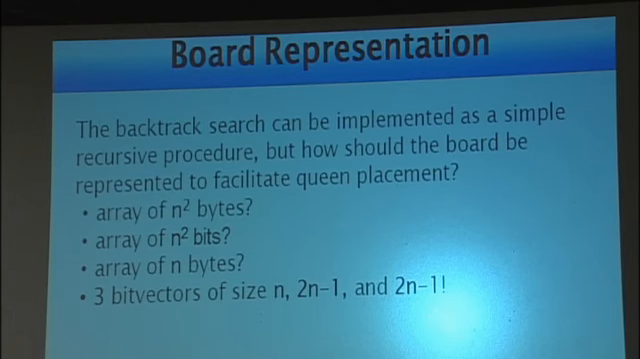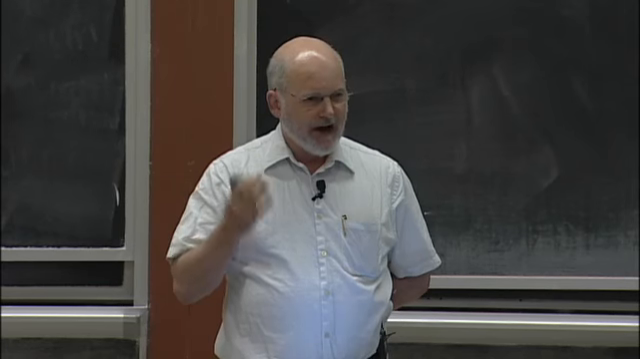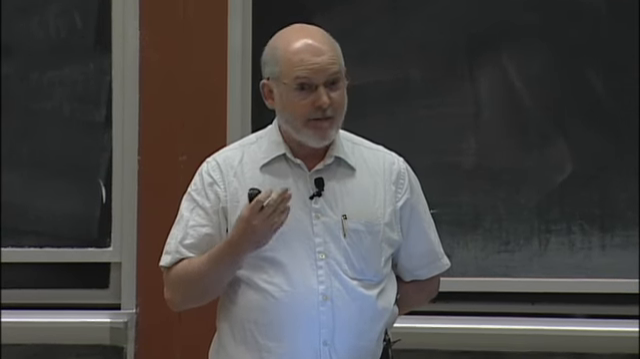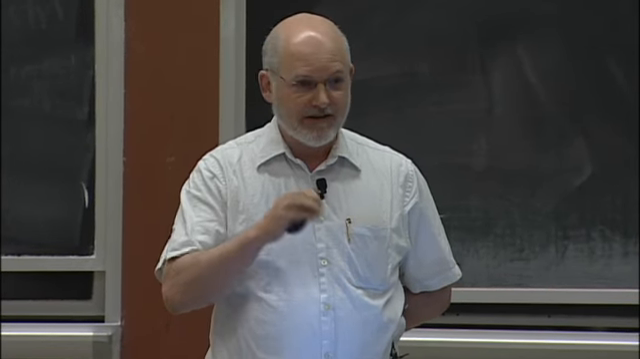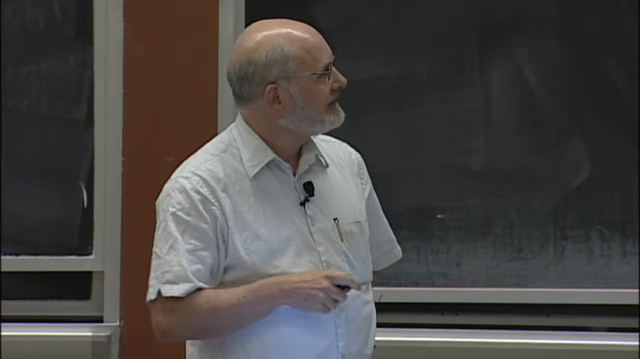So here's some ideas. The first idea you might come up with is to use an array of n squared bytes, where you put a value in the byte if there's a queen there. At this point, you should figure out that all I have to know is whether a queen is there or not, so why should I keep a byte? Why not just keep a bit? That'll be smaller and have a smaller representation. So let's keep n squared bits.